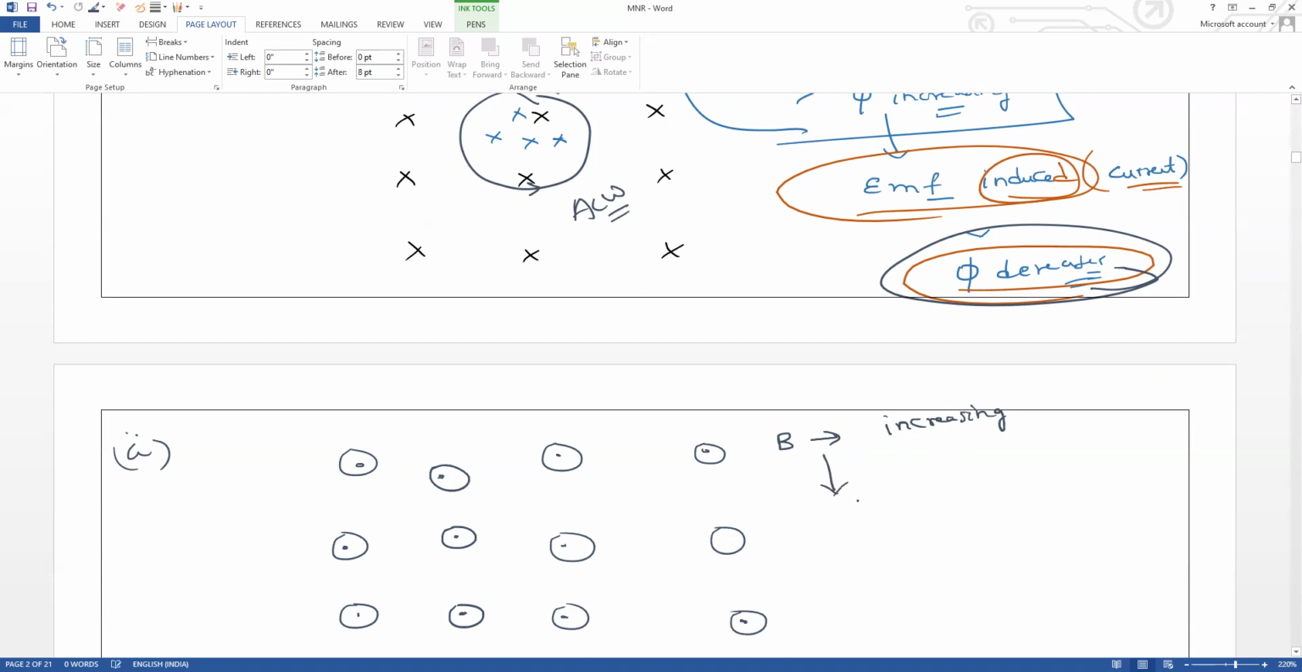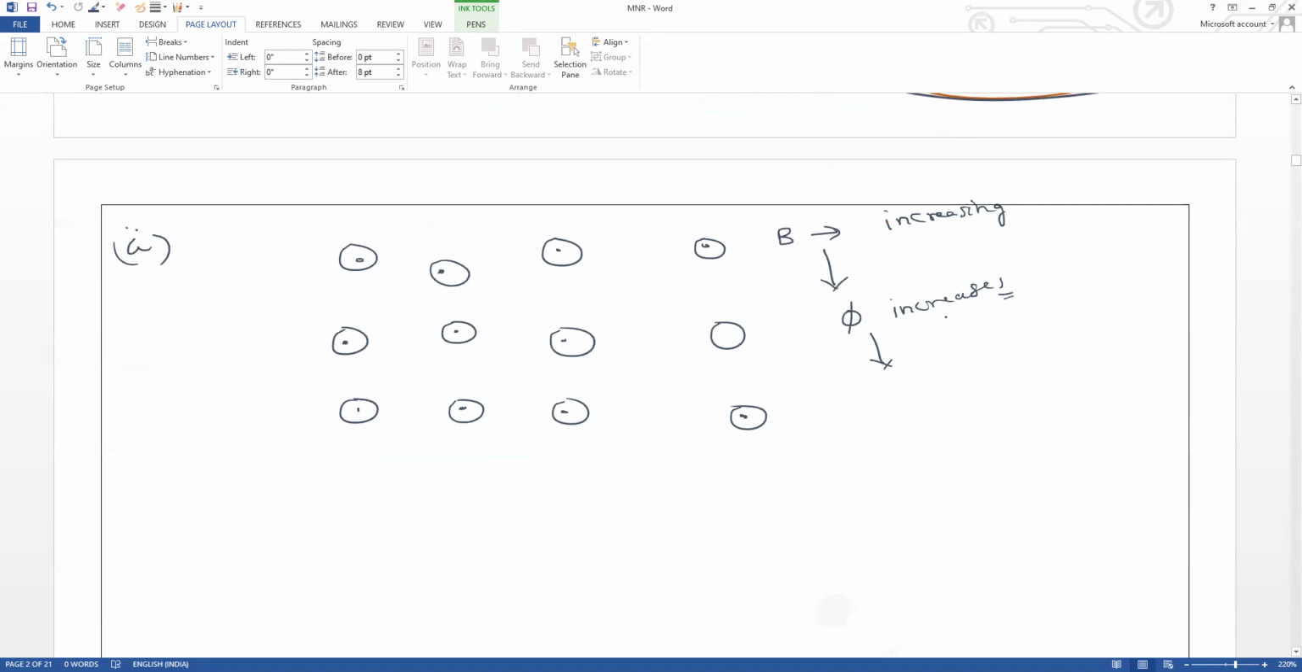So B increases. What is going to happen? Magnetic flux also increases. If magnetic flux increases, then EMF is going to be induced, that is, current is going to be induced. If current is induced, then automatically what is going to decrease again? Magnetic flux is going to decrease.